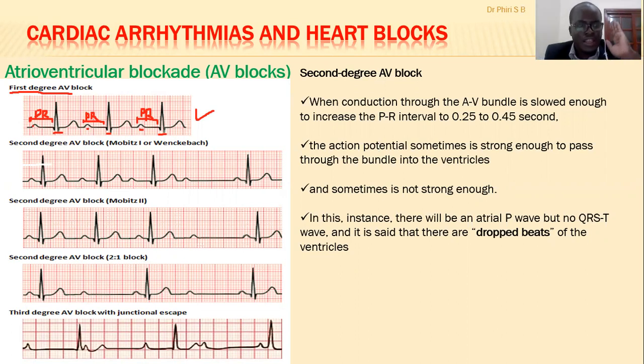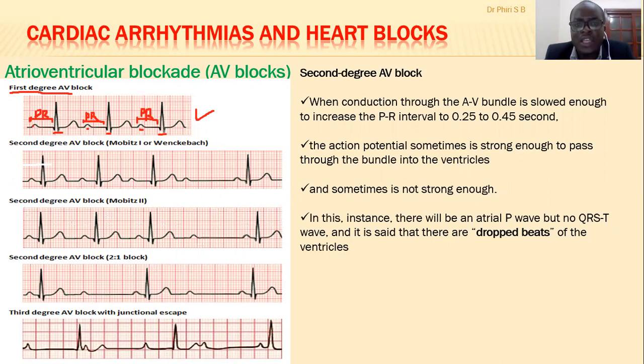Then you have the first degree heart block, which is a partial heart block, meaning that there's just a slowdown in the conductivity of the action potential, but each and every P wave will manage to go through the AV node to the ventricles. So you have the first degree heart block, and then you have the second degree AV block.